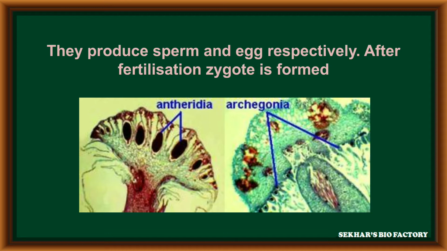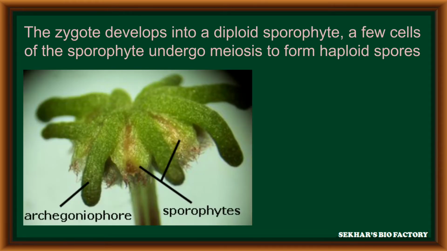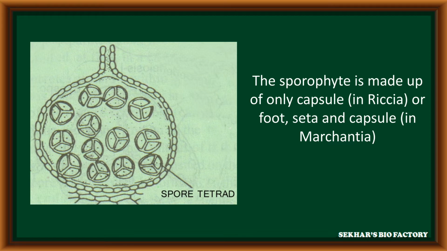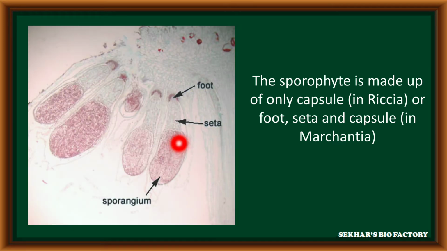After completion of fertilization, a diploid zygote is formed inside the archegonium. This diploid zygote develops into a diploid sporophyte, and some of the sporophytic cells undergo meiosis division to form haploid spores. These haploid spores germinate and produce the gametophytic plant body of liverworts, which is free living and photosynthetic in nature. The sporophyte is made up of only a capsule in Riccia, whereas the sporophyte has three parts like foot, seta and capsule in Marchantia.